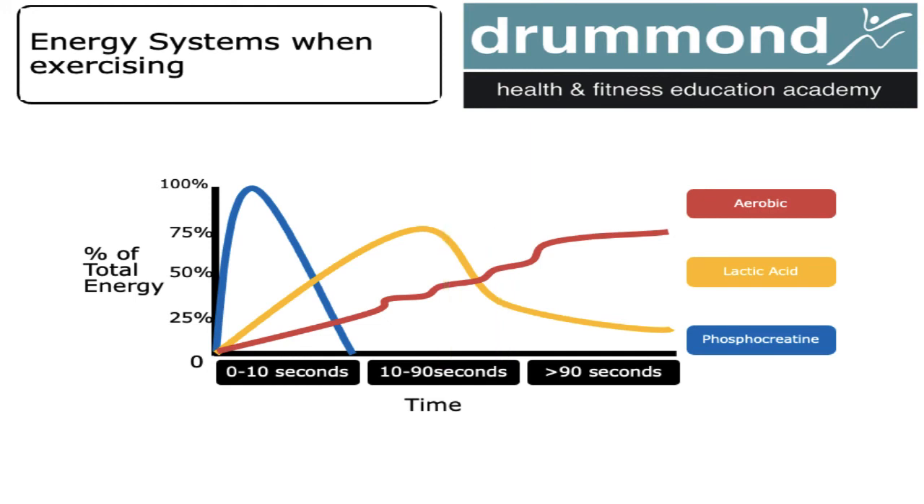If the intensity of the exercise is much lower, around about 60% or lower, the body after around about 90 seconds will then transition into the aerobic system. So you can see there is a relationship between all three.